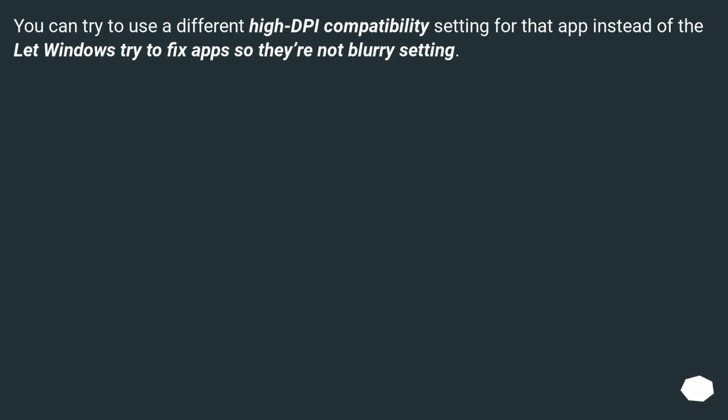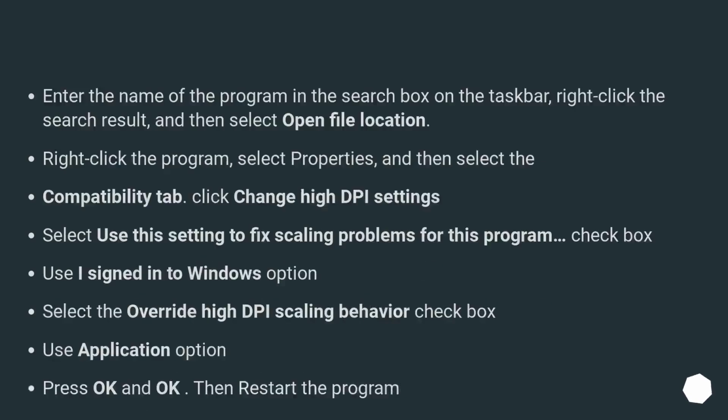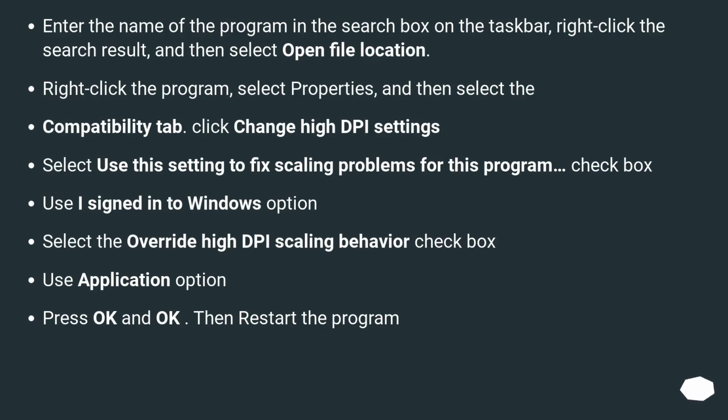You can try to use a different high DPI compatibility setting for that app instead of the Let Windows try to fix apps so they're not blurry setting. Enter the name of the program in the search box on the taskbar, right-click the search result, and then select Open File Location. Right-click the program, select Properties, and then select the Compatibility tab. Click Change high DPI settings.